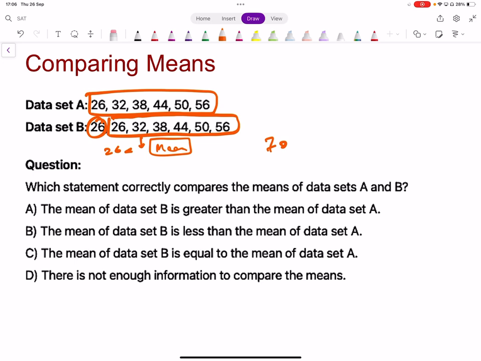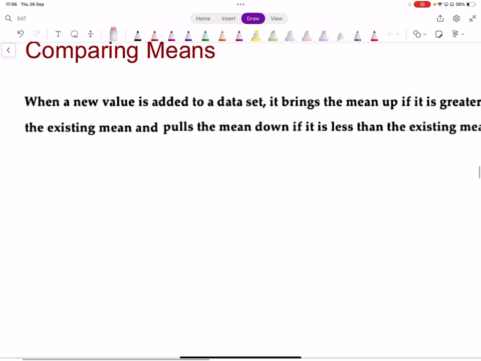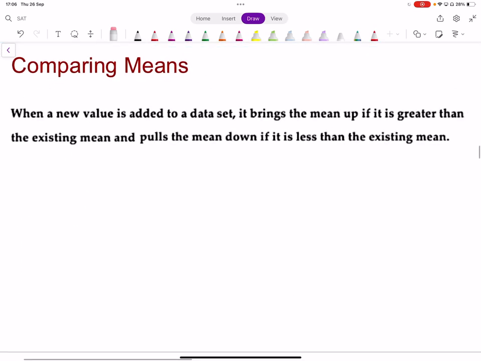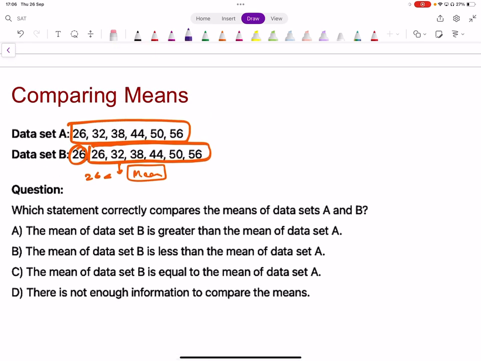would be bigger than the mean. So the mean would get bigger as well. Does that make sense? When a new value is added to a data set, it brings the mean up if it is greater than the existing mean, and it pulls the mean down if it is less than the existing mean. So 26 was added. Whatever was the mean before, since 26 is the lowest value, mean is definitely going to be something bigger than this, right? So that means the mean of the second data set is going to be less.